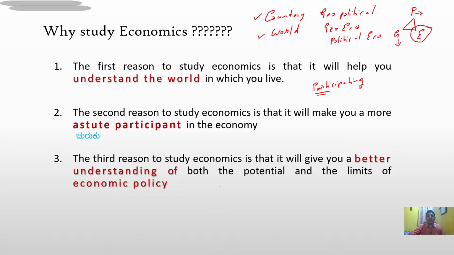It can be in the agricultural sector, it can be in the industrial sector, or it can be in any other sector. For example, now you know something is going on in the agriculture sector with regard to agriculture policy, and that is called farm bills. Many farmers are protesting against it. And 4 years ago, there was something called demonetization.